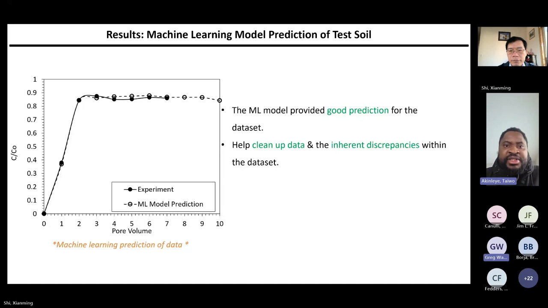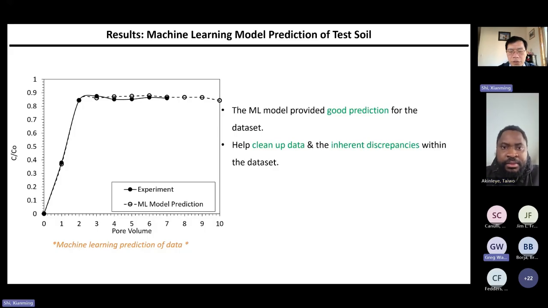And so you can see that our machine learning approach was able to predict soil behavior very well up to 7 pore volumes. And then if we try to mimic the same conditions and go to more pore volumes, 7, 8, 9, 10 pore volumes, our machine learning results give us an idea of what we should expect in terms of the interaction of these cations with the soil.